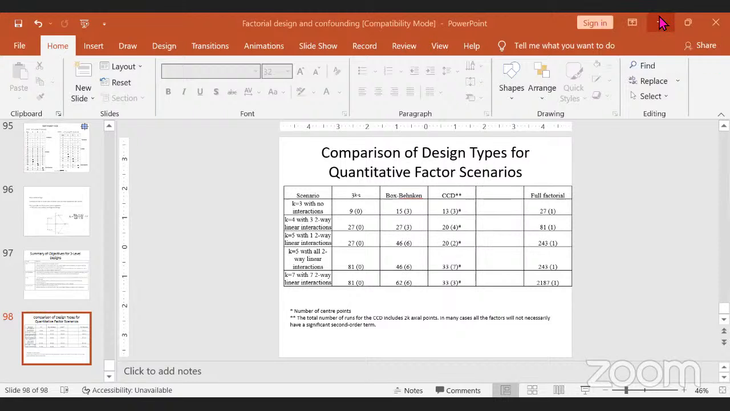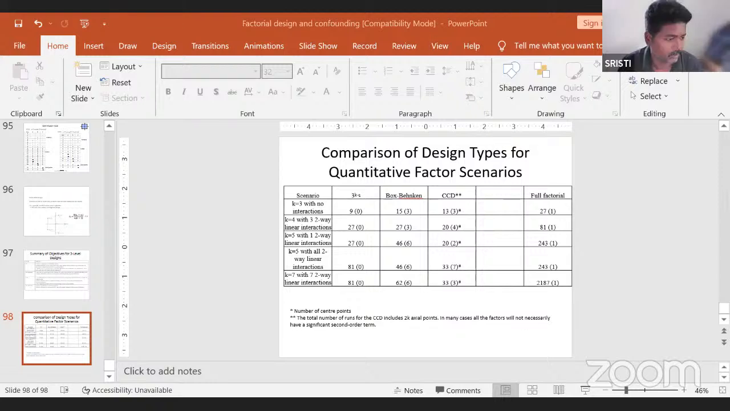Anything else? One more question is there. Which design is better? Like I said, you can't say anything on that.